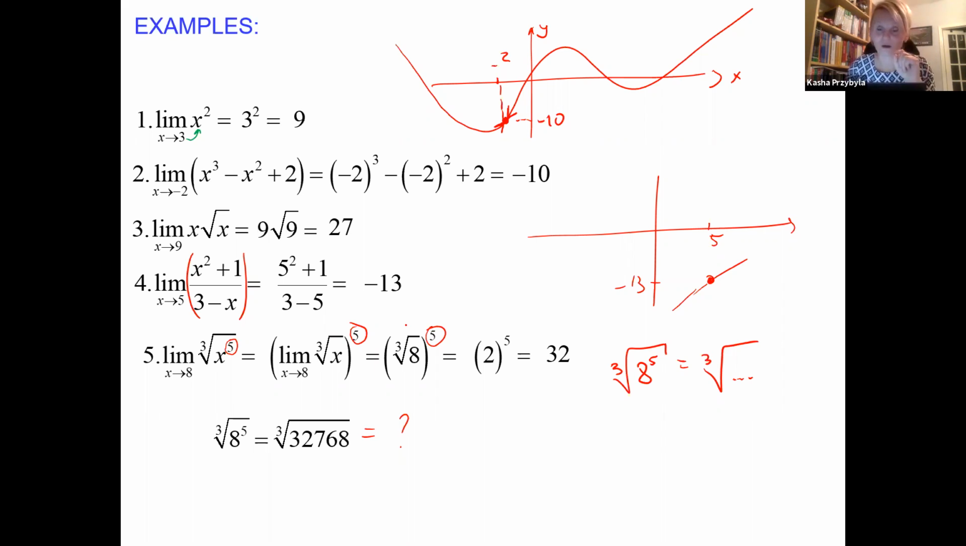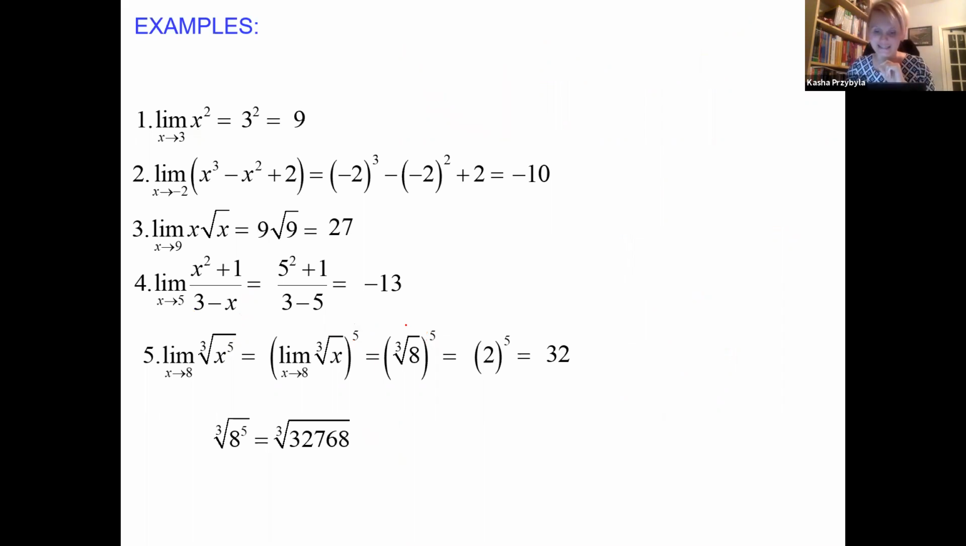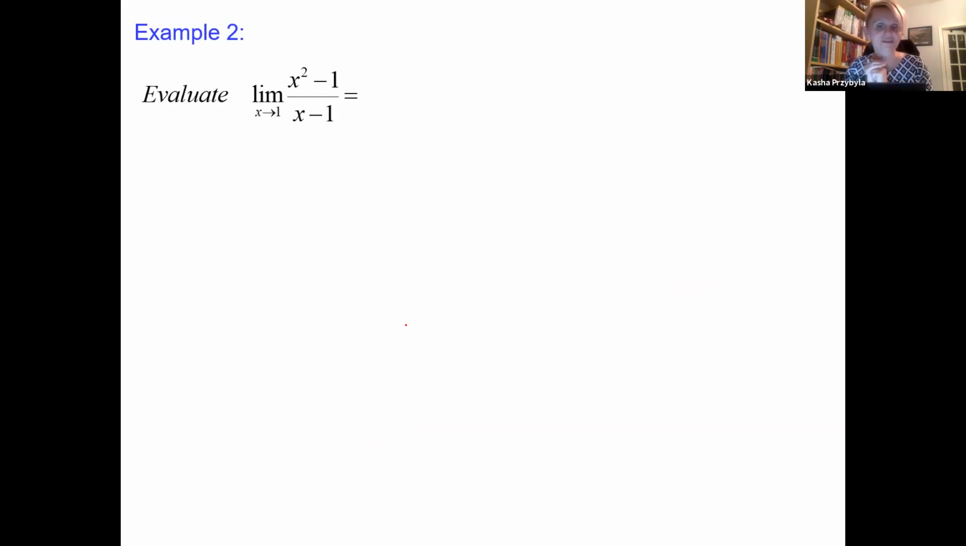Let's keep working, because not everything will be nice like this slide. We may have a situation like this: evaluate the limit of the rational function x squared minus 1 over x minus 1 as x approaches 1.